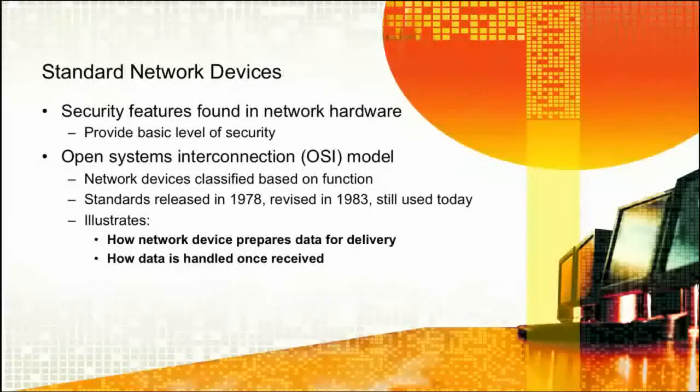So to understand how the different network devices and hardware provide security, you need to start at the beginning. It all starts with the OSI model, or the Open Systems Interconnection model. This is how network devices are classified based on their functions. It illustrates how a network device prepares data for delivery and how data is handled once it's received.